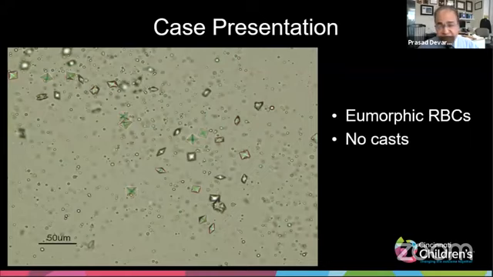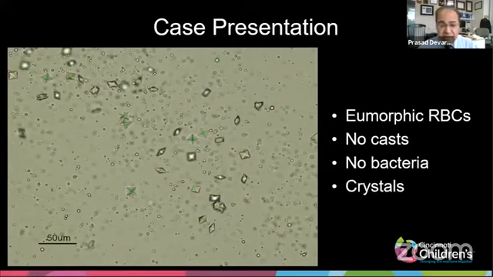There were no casts, so that suggested that this patient didn't have a glomerular cause of hematuria, no bacteria, so this is not a UTI, but certainly beautiful crystals. This looked like a jewelry store to us.